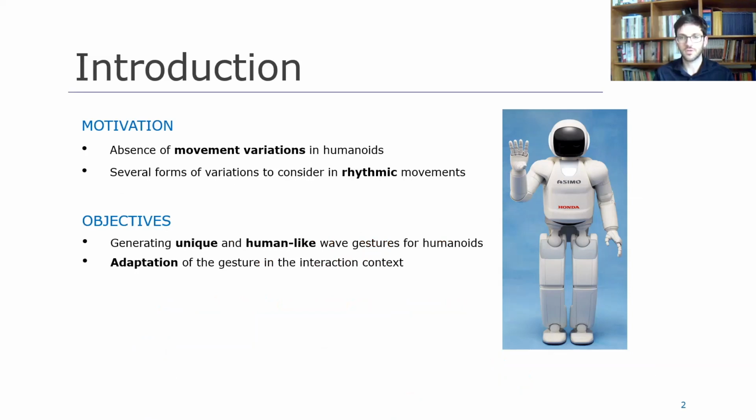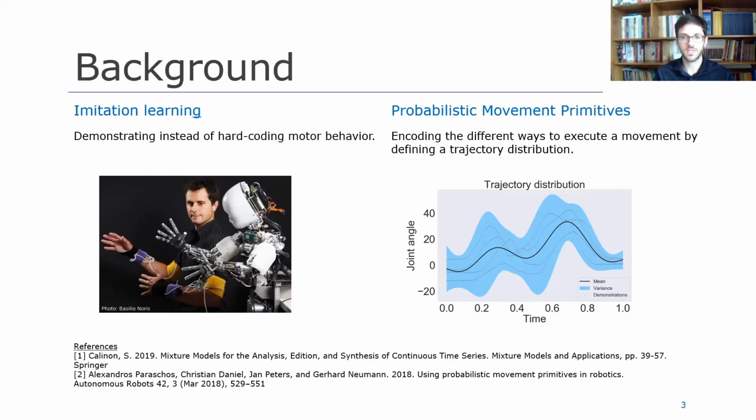Gestures in humanoids are usually hard-coded and thus lack variability. Our objective is to enable the generation of unique, adaptable and human-like gestures for humanoids. To this end, we use human demonstrations and the probabilistic movement primitives framework as a baseline.